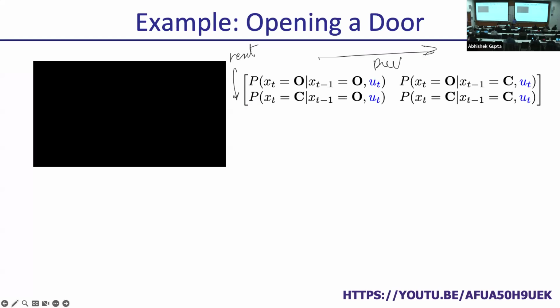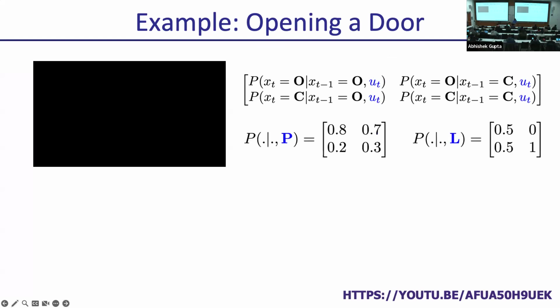Yeah. And you're going to have a different matrix for the action of opening or pulling, and a different matrix for the action of closing or leaving. Or sorry, the actions are pull and leave. So you'll have one matrix for pull and one matrix for leave, right? Okay. So practically, the matrix for when you do pulling is going to look like this, and the matrix for when you do leaving is going to look like this.